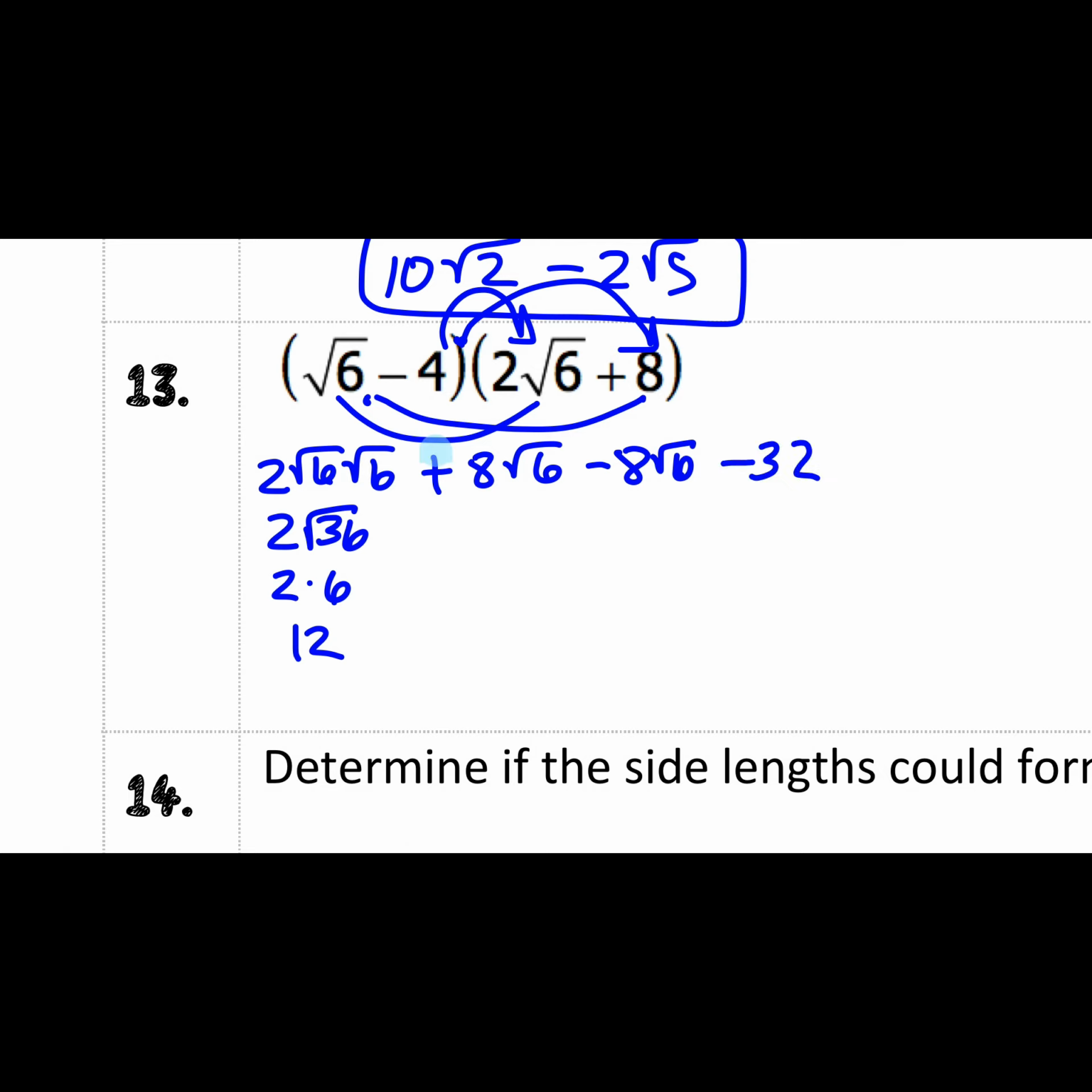So now in here in the middle, I have 8 radicals, and I'm taking away 8 radicals, so that cancels out to 0. So I can just bring down my negative 32, and I end up with negative 20. And that's our answer for problem 13.